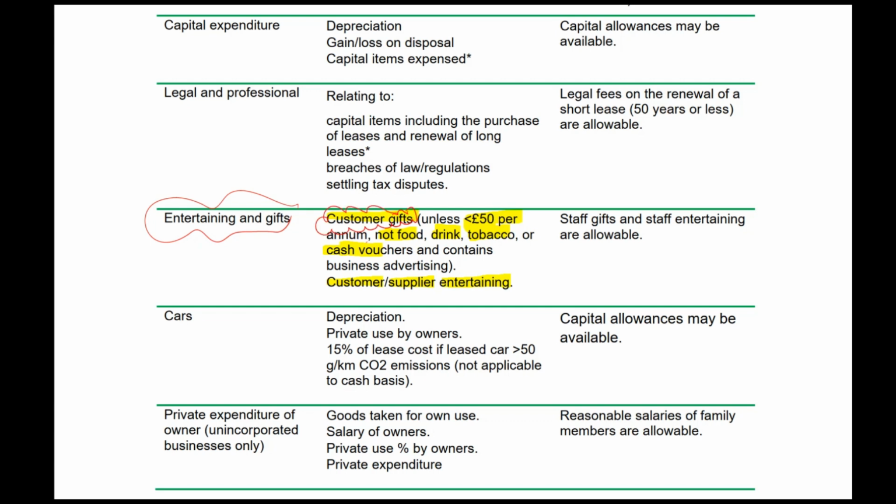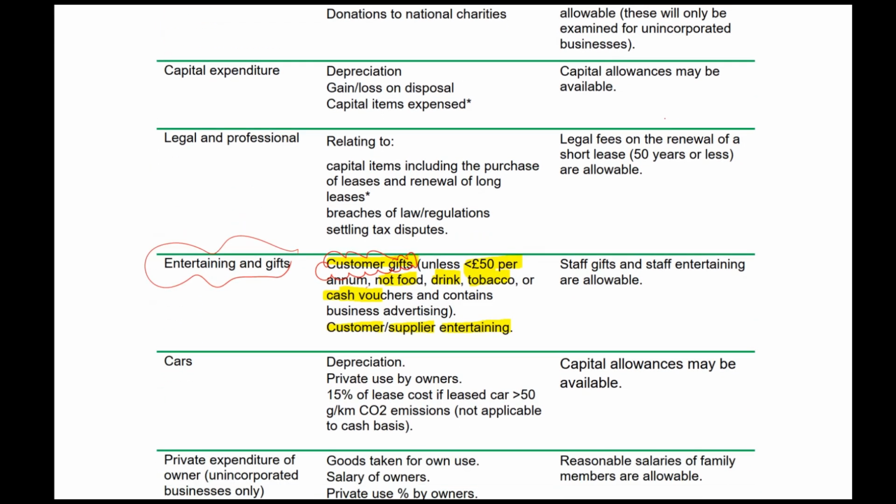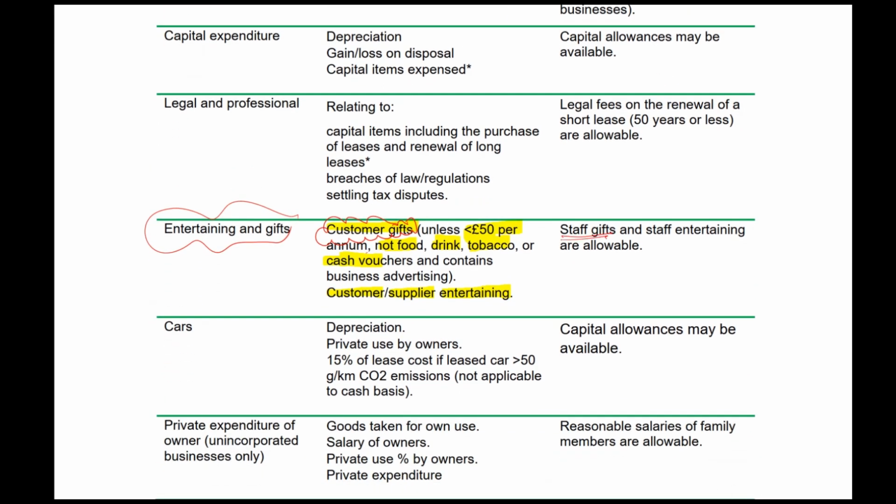That's why we have to read the question so carefully. Because look over here in our additional notes, it does say staff gifts and staff entertaining are allowable. We can give our staff food, we can give our staff drinks, we can give our staff cash vouchers, as long as they cost less than £50 per annum and have a degree. We can give our staff gifts and we can entertain our staff. With the customer gifts, the rules apply. So less than £50, not food, not drink, not tobacco, not cash vouchers, and include some advertising. So that is the rule on customer gifts.